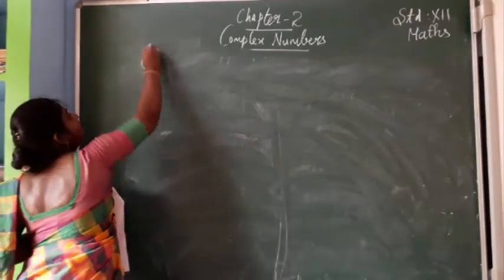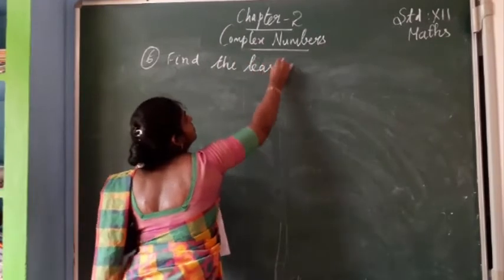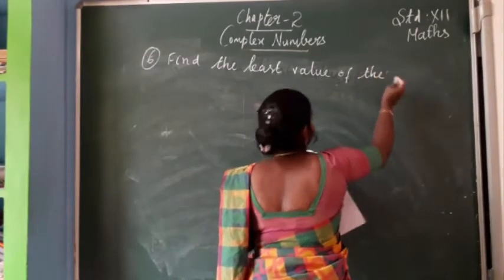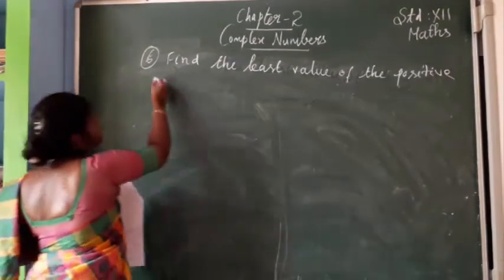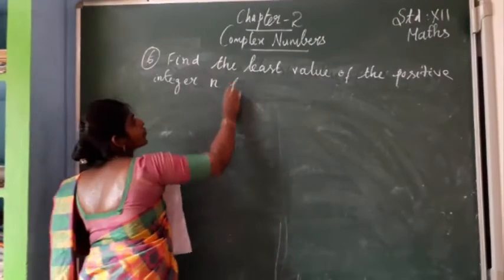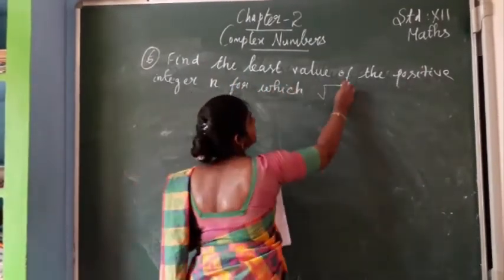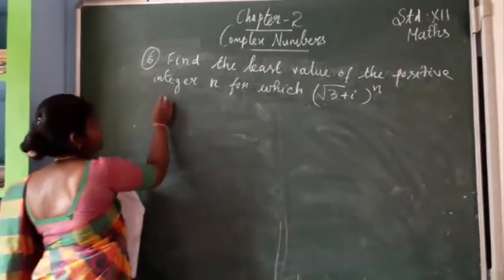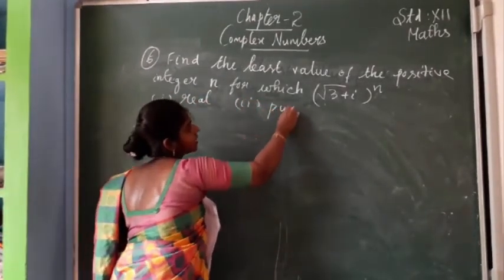Sixth question. Find the least value of the positive integer n for which root 3 plus i the whole power n is first part real, second part purely imaginary.